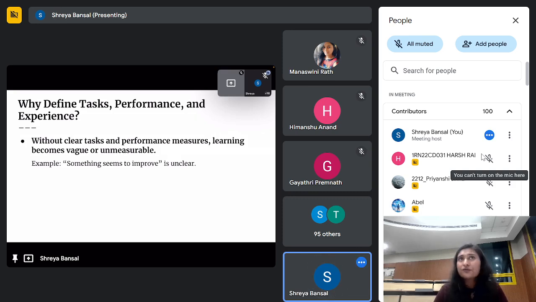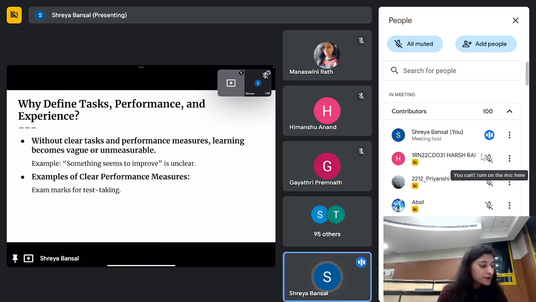If there is no performance measure, how can you say that this algorithm or this concept is better than the other one? So that's why performance measures are very important. So examples of clear performance can be marks, as I already told you.